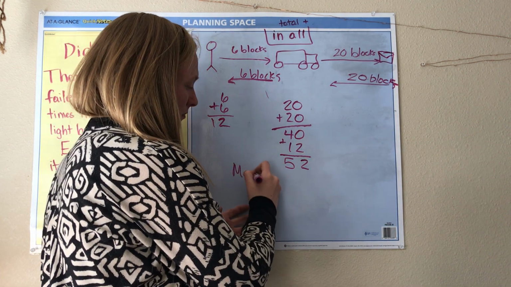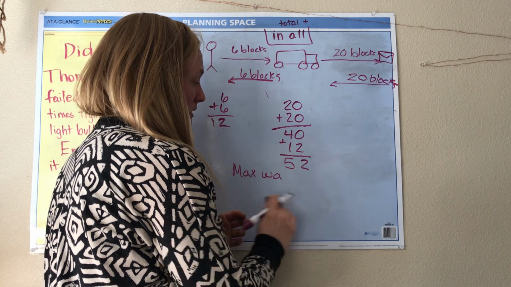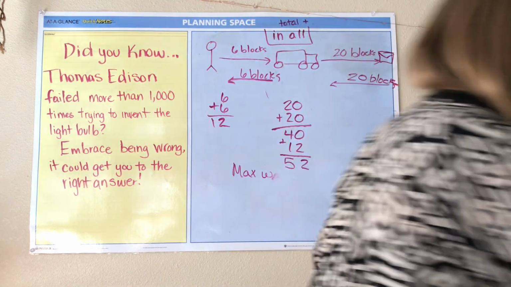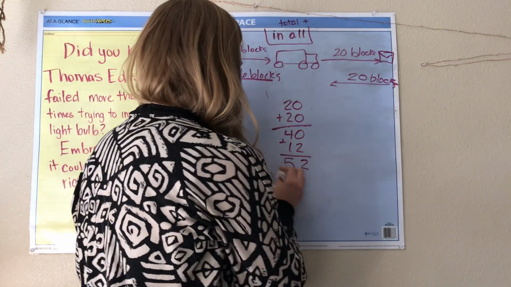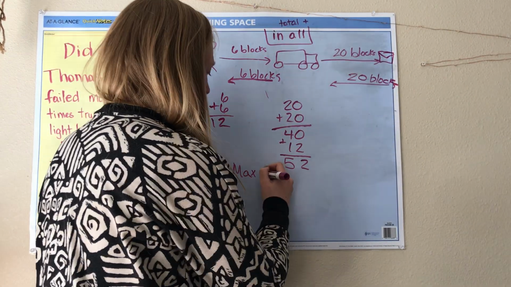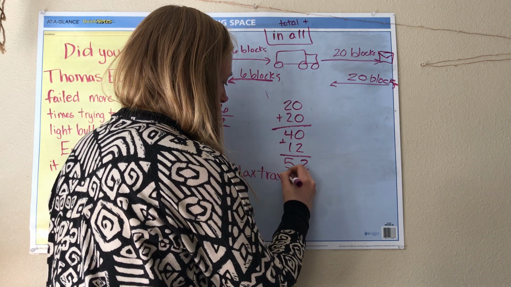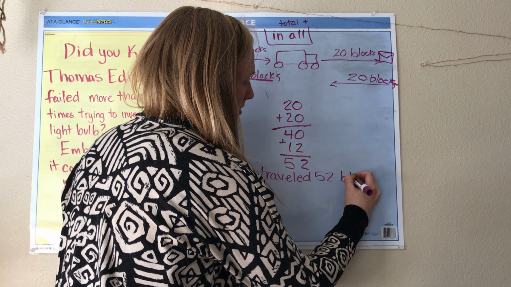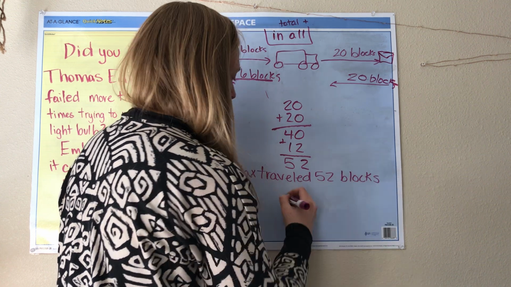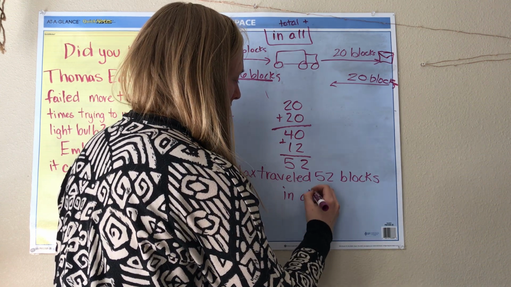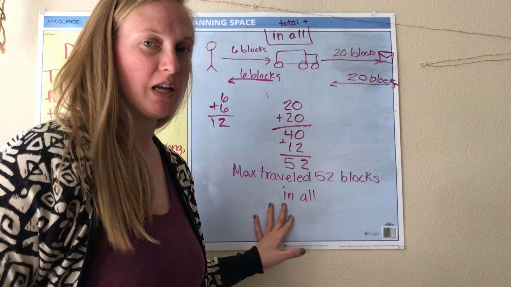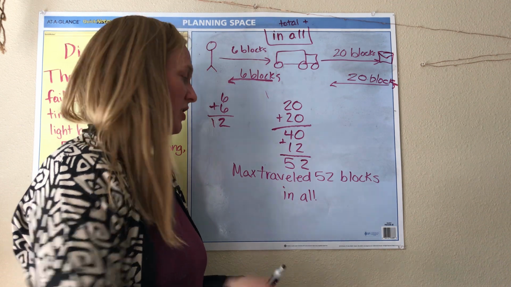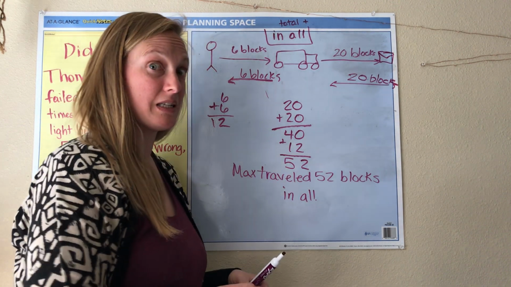Max traveled. It's asking for traveled. Max traveled 52 blocks in all. Please make sure when you're writing this in your Google document and where it says answer, you are going to be writing this in a complete sentence, okay?